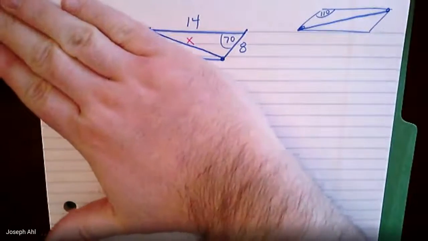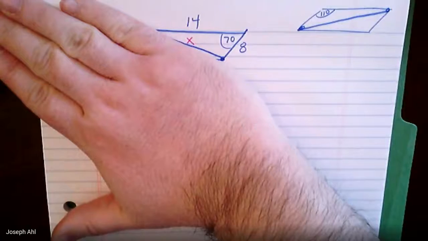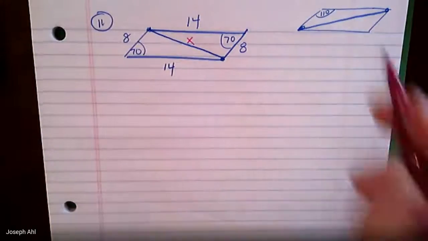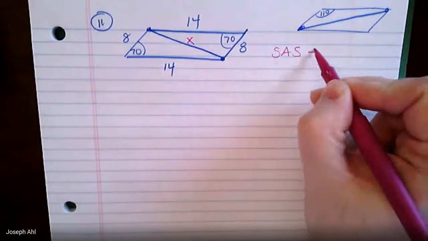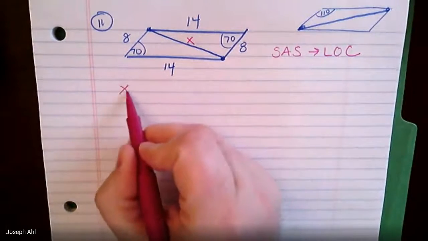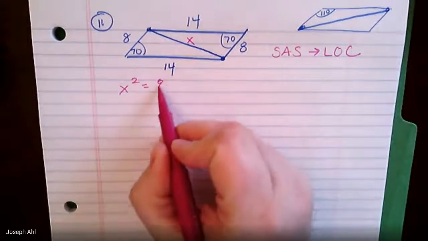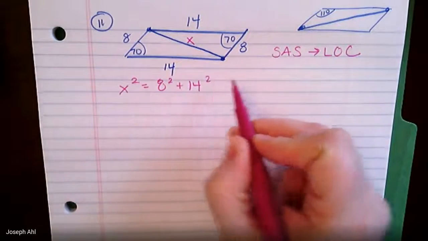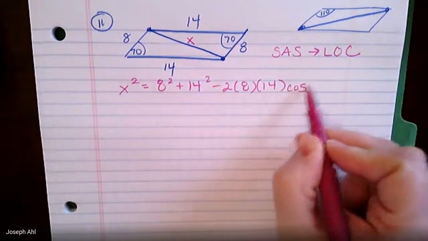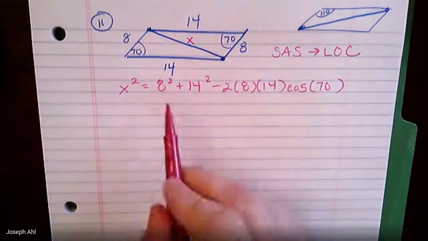If I cover up this side of it, we have a triangle and we have side angle side. If we have side angle side in a triangle, it's going to be law of cosines again. Similar to the one that we just did, this one's going to say x squared equals 8 squared plus 14 squared minus 2 times 8 times 14, and then cos 70.